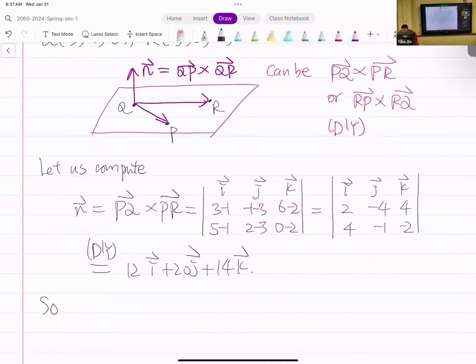So now we get that vector n. Okay. So now we have n, and then you just pick whatever point you need on the plane to get the equation of the plane. So choosing P, which is (1, 3, 2), as point P0 on the plane.